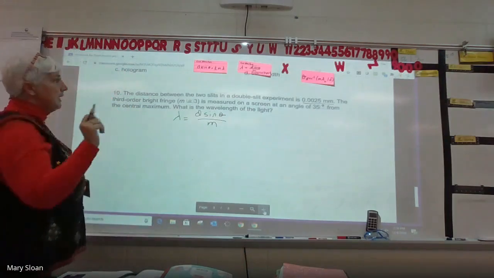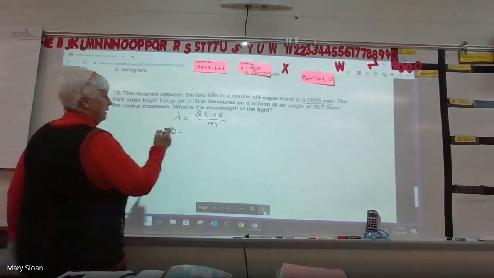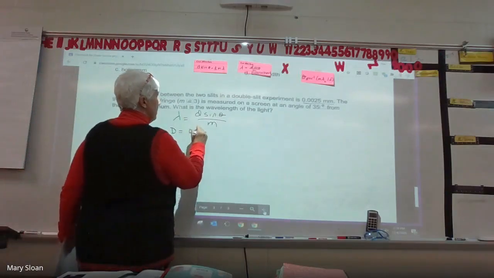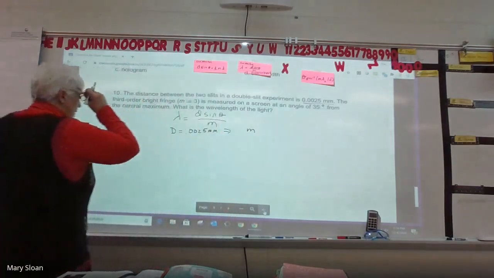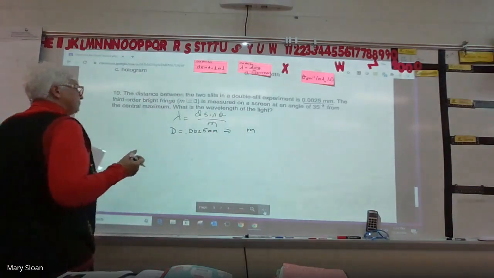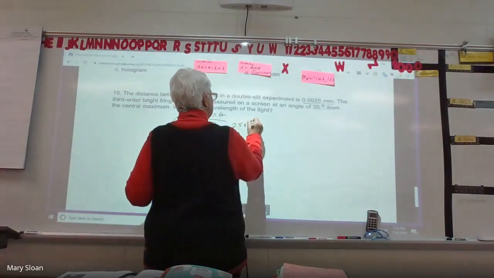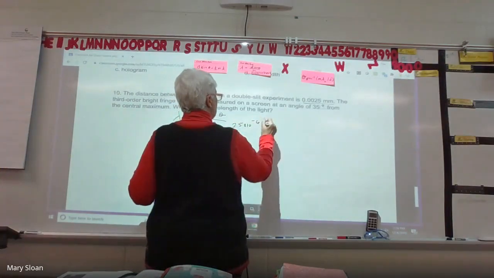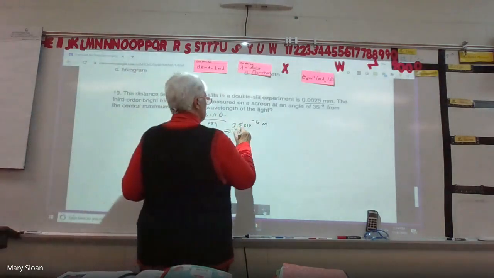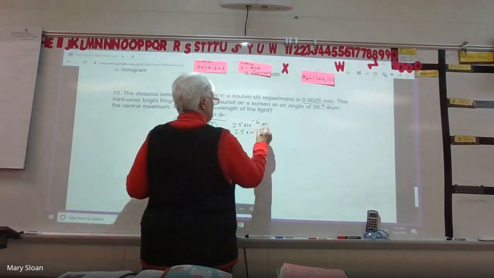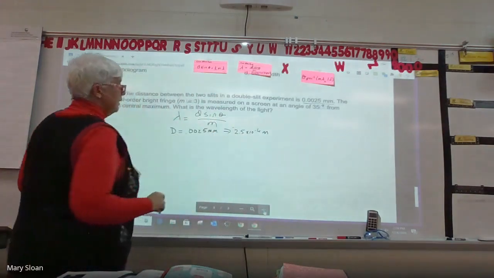So, first things first, for our D, we're going to have to change that. That has 0.0025 millimeters, and we need to change that to meters. So if we change that to meters, we're going to get 2.5 times 10 to the negative 6 power. Okay? So we have to use that number. I'll mark it down here to use, because remember, when we're talking about this, it has to be in meters.